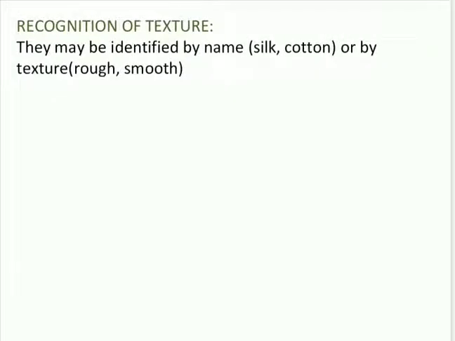Next comes the recognition of texture. The patient should be asked to identify what type of texture is placed in the hand, whether it is silk, cotton, or whether the texture is rough or smooth. This is the confirmation of your cortical sensations. These are the examinations of the sensory system.